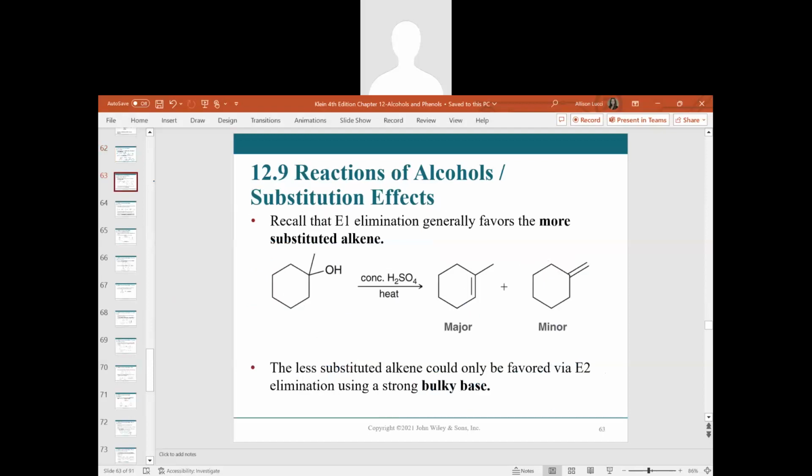And if we had an E1 elimination occurring, we generally would get the more highly substituted alkene. So if you recall, our Zaitsev product would be our major product with this type of elimination, and our Hofmann would result in a minor product. But if we did want to have the less substituted alkene as our product, we could initiate an E2 elimination using a strong, sterically hindered or bulky base. Something like potassium tert-butoxide could be a contender.